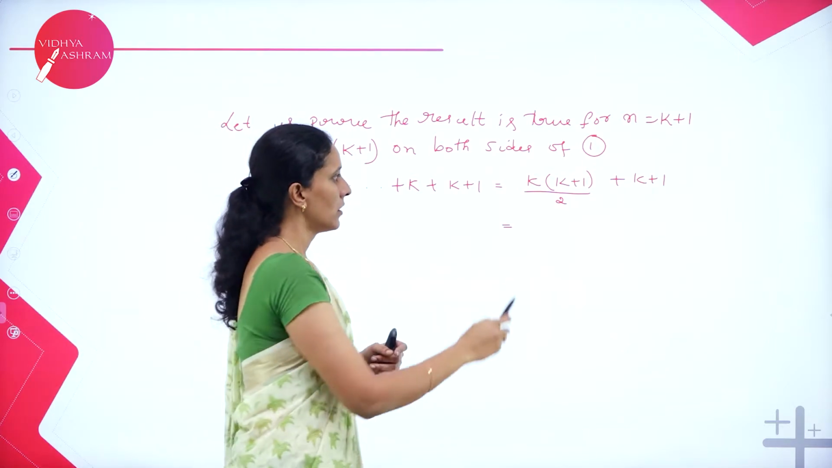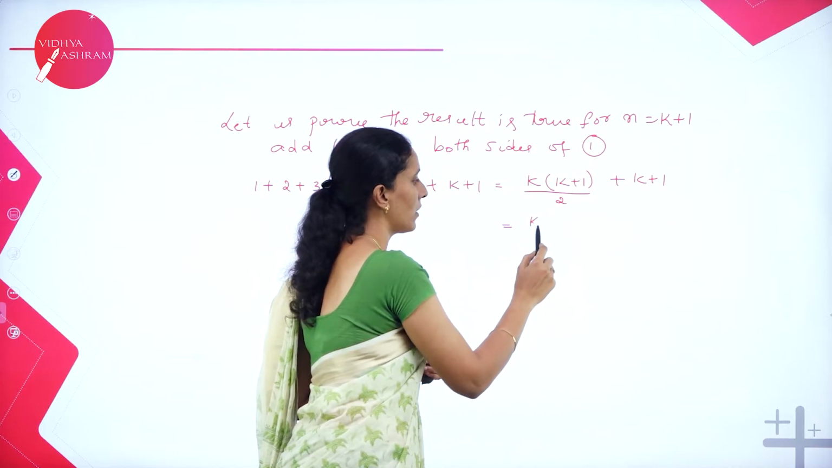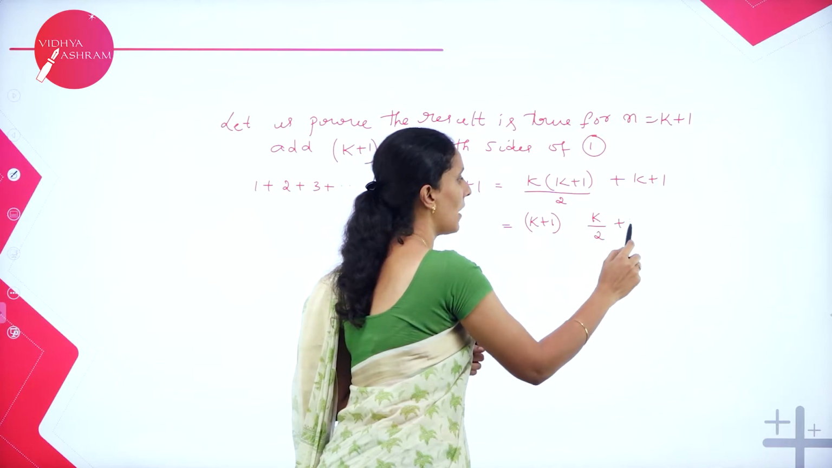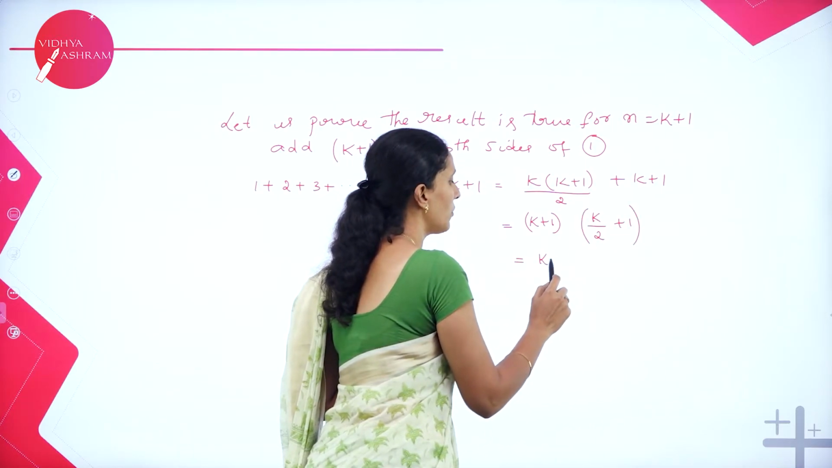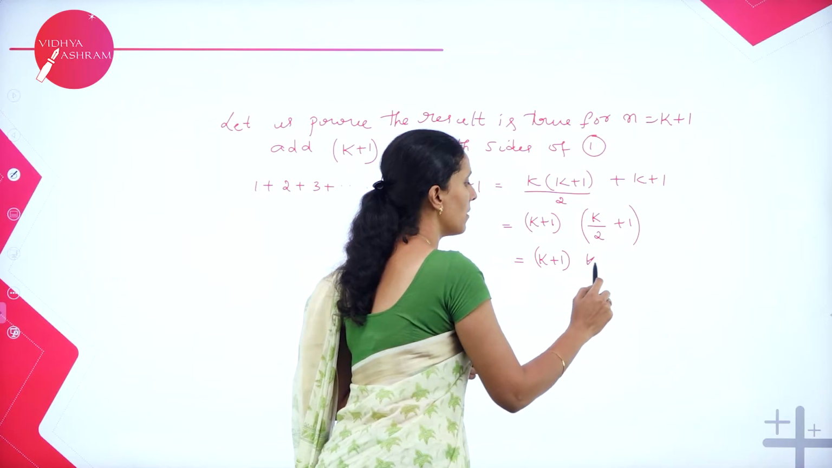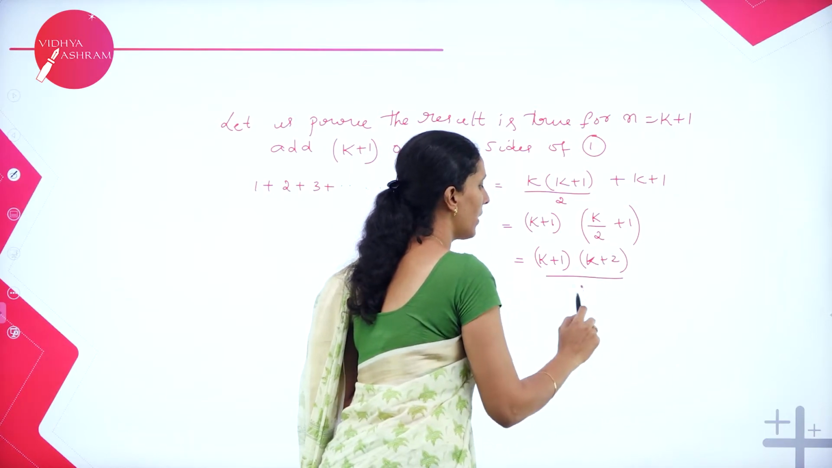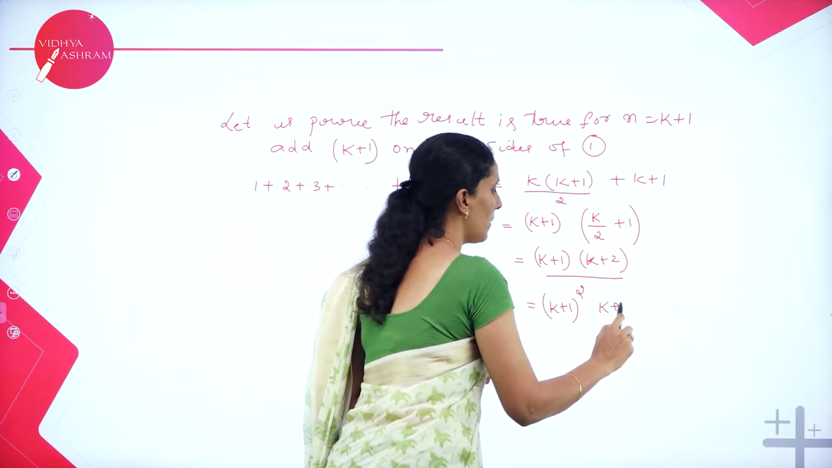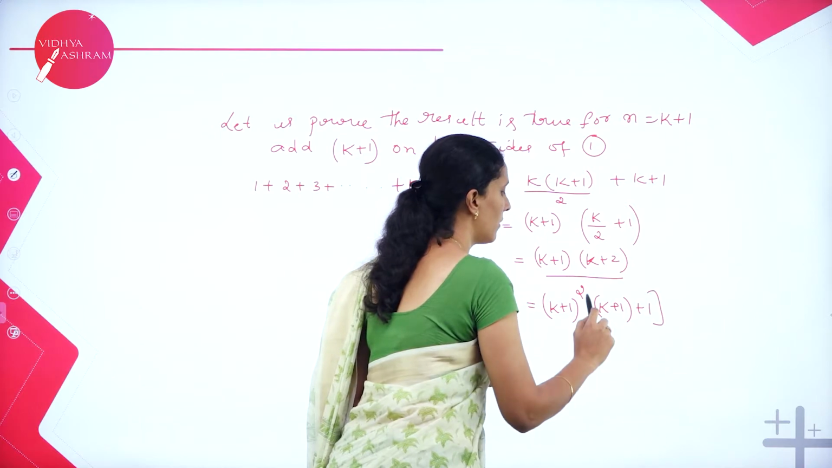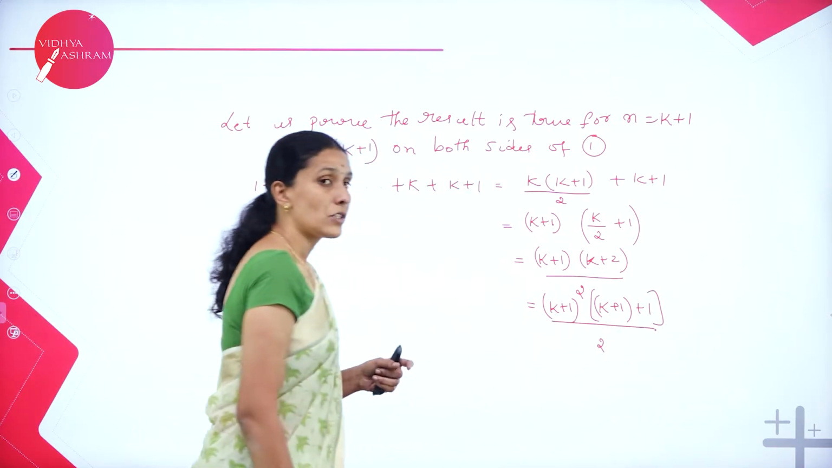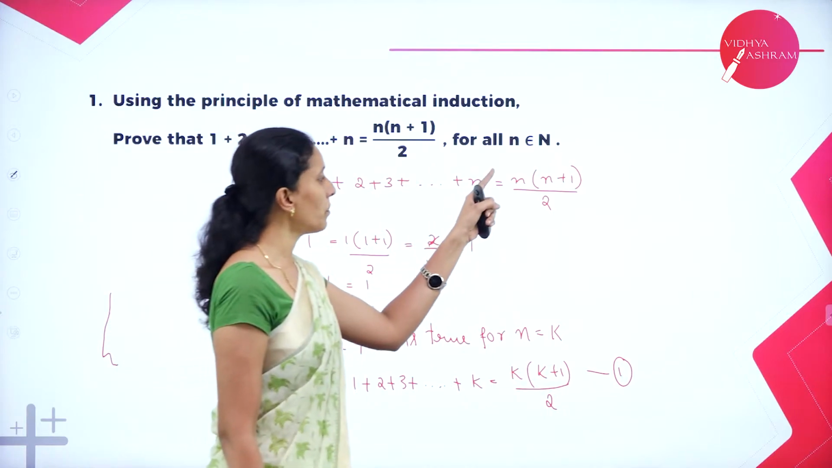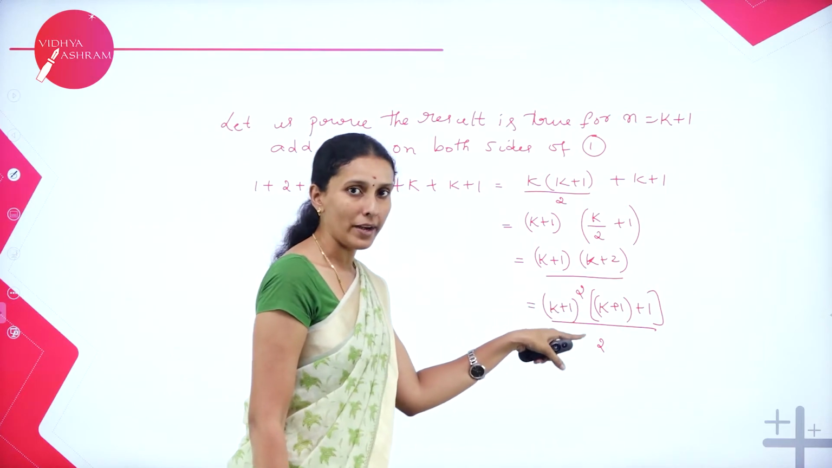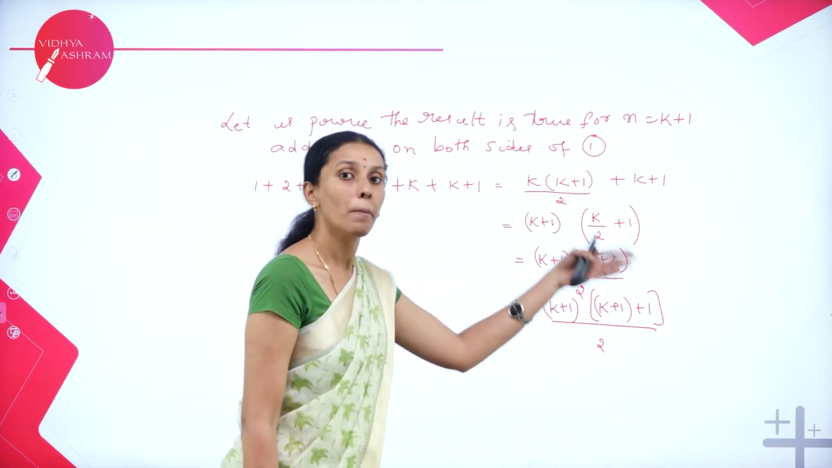So now take k plus 1 as a common factor on the right side. Then you are left with k divided by 2 plus 1. On solving, you will get k plus 1 times k plus 2 divided by 2. I can write this as k plus 1 plus 1 divided by 2. So clearly you can see the result should be in the form of n plus 1 by 2. Therefore if you have k plus 1, then it should be of the form k plus 1 plus 1 by 2.